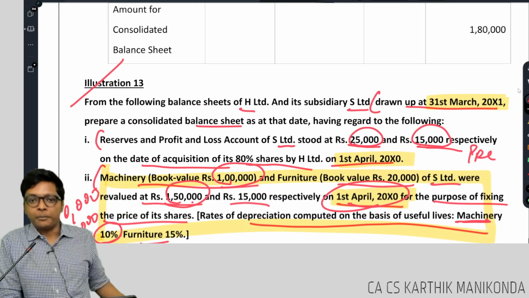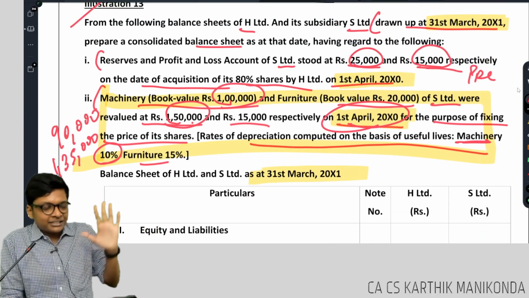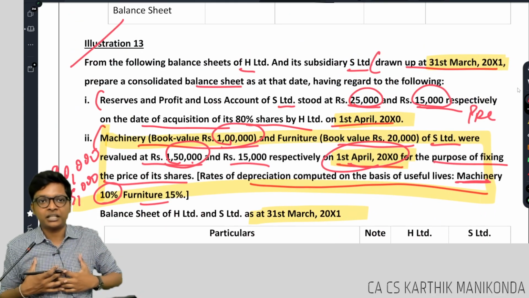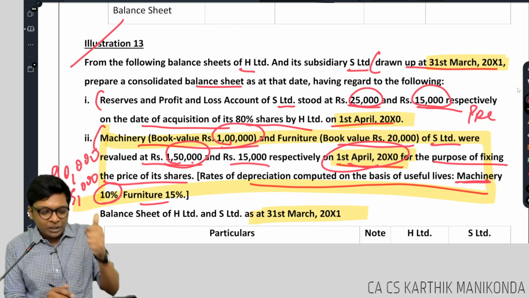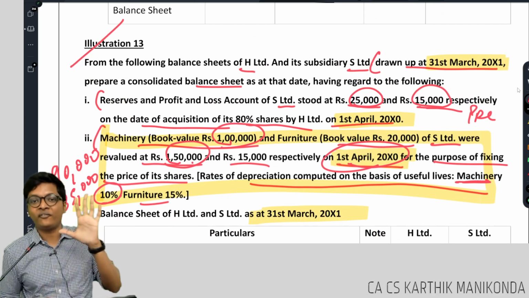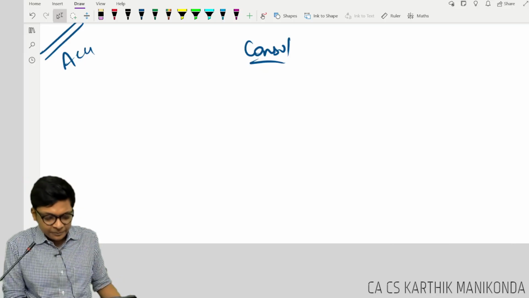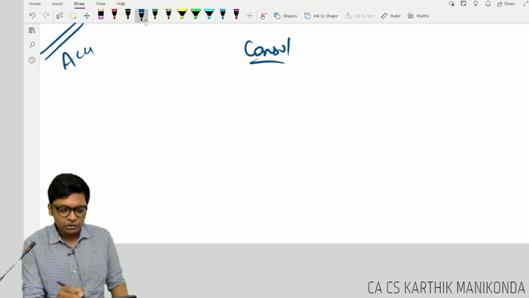Keep this in mind. There are no other adjustments apart from this. In the previous class we did consolidation without adjustments. Now one new adjustment has come, guys. The last sum is going to have 5 adjustments. How many more adjustments come? It's not complicated. Let's start solving.